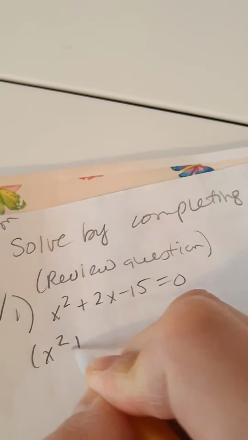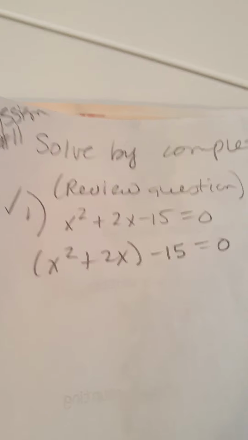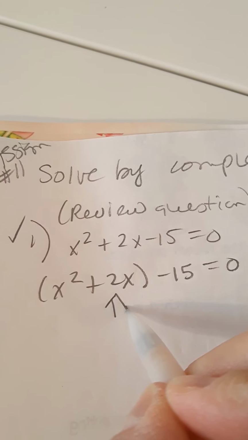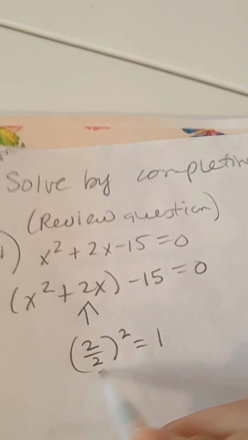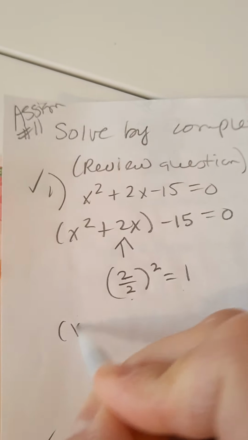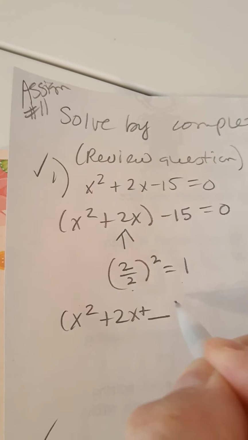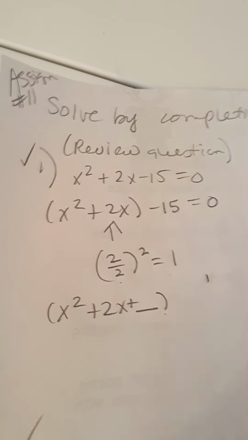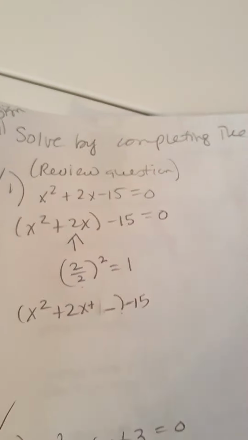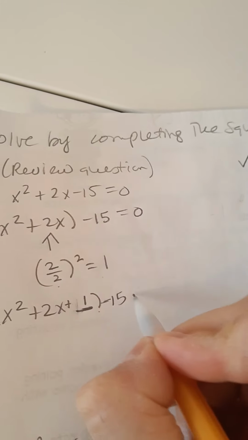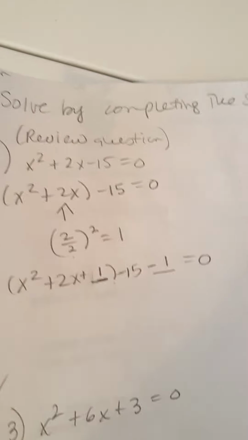The first thing we want to do is make sure the x's are by themselves. Remember that? So we put parentheses around the x's. Then you take the b value, the value with the x, divide it by 2, and square it. So 2 divided by 2 is 1, 1 squared is 1. What you do with that is you add it to the parentheses, and then you subtract it outside of the parentheses.